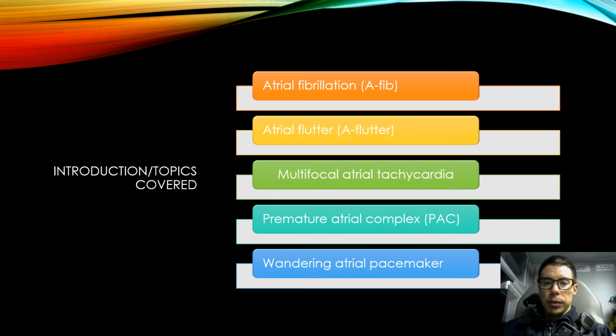So in this video we're going to talk about atrial fibrillation, and it looks like I put a space, maybe that's just the way it's written. Looks like there's a space between atrial, the A and, wow, doesn't matter, you know what I mean. So we're going to talk about atrial fibrillation, atrial flutter, multifocal atrial tachycardia, MAT is another name for that, premature atrial complex, or PAC, and wandering atrial pacemaker.